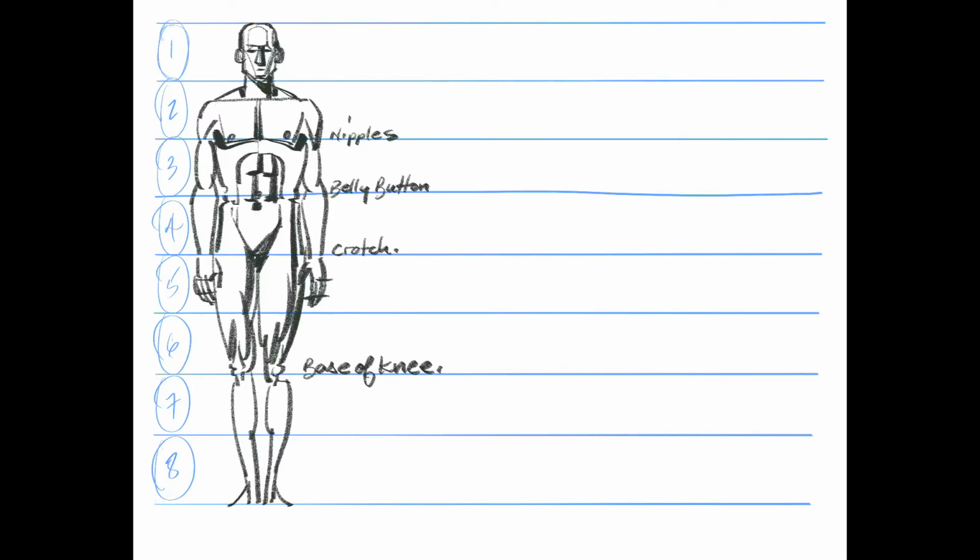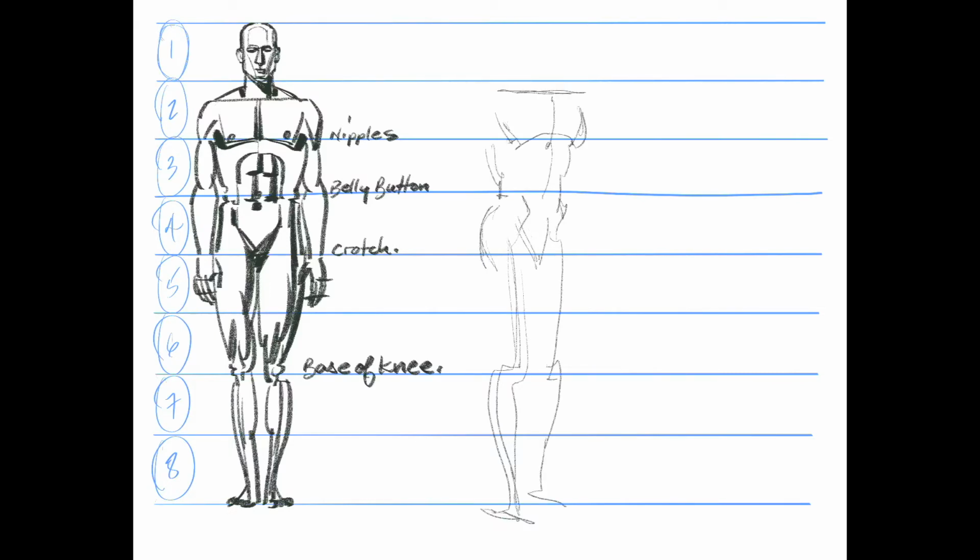You take the head, and you use the head as a unit of measure, and you establish, for example, as we can see here, that in two heads you establish where the nipples are, in three you establish the belly button, in four you establish the crotch, six is the base of the knee, and eight is at the feet.